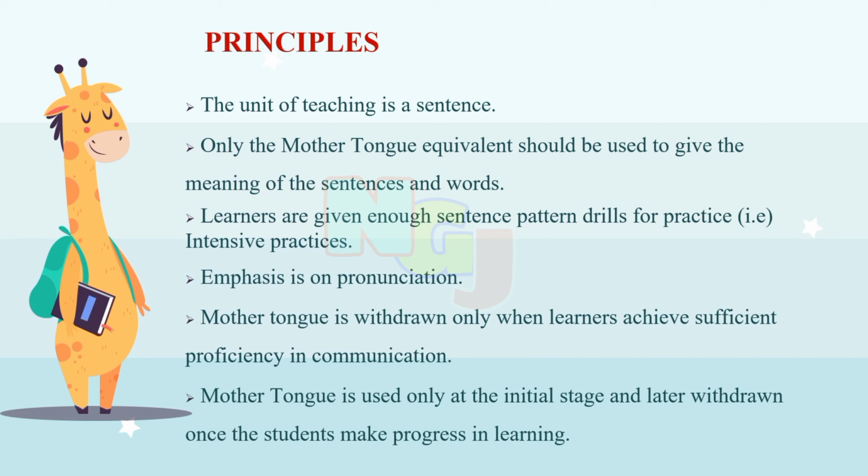Mother tongue is withdrawn only when learners achieve sufficient proficiency in communication. So, in the production stage, when the students are effective in producing the English language either through speech or in written format, then the teacher withdraws the usage of mother tongue. Mother tongue is used only at the initial stage and later withdrawn once the students make progress in learning. So the teacher uses this mother tongue only at the initial stages, and later on mother tongue is not at all used when the students have become confident in using the English language. So these are the principles of bilingual method.